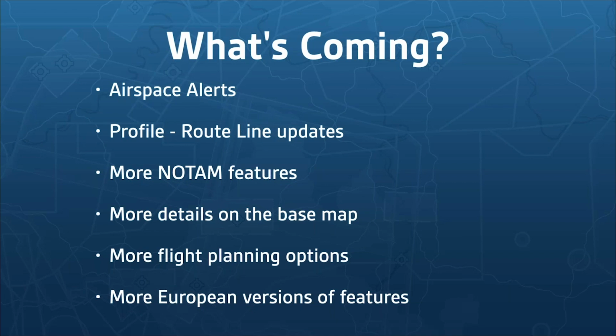Here's what's coming out. I can't go into a ton of detail with these, but I do want to let you know things we've been hearing, and we know, and so you all know, we're working on them. Airspace alerts, we get that a lot because of the dense airspace in Europe, and we completely understand that as a necessary feature. So that's one that's on our list. Profile route line updates. There have been lots of questions about how would I see adjusted altitudes for different legs in my profile view. That's another one there.